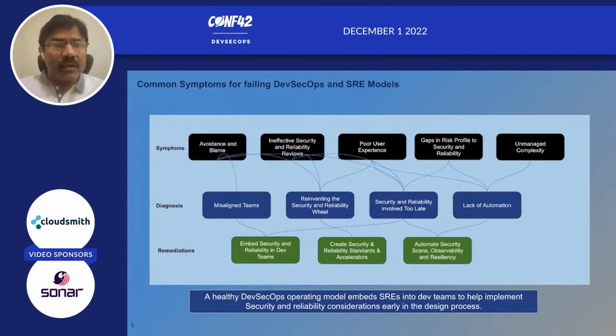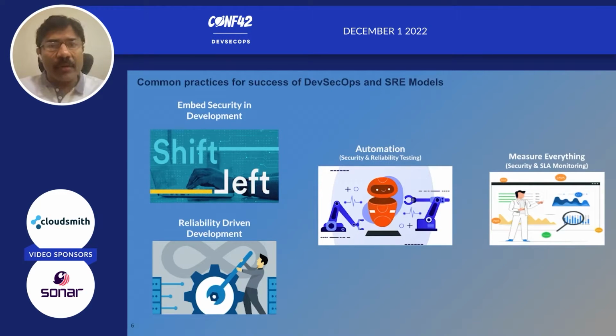Embed reliability in development teams. So create security and reliability standards and accelerate that, as well as automation of security scans and continuous security testing, observability, and resiliency. We need to understand how we make DevSecOps a healthy operating model. Embed the SREs into dev teams to help implement security and reliability considerations early in the design and development phases. So let's understand what the common practices are for success of the DevSecOps and SRE model.